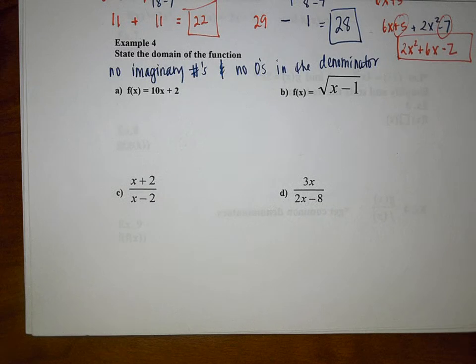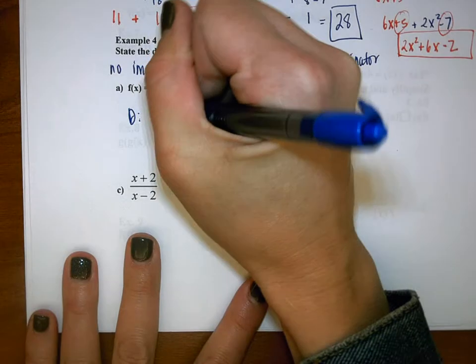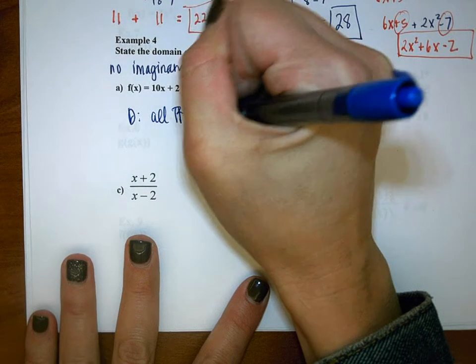Okay, so when you're looking at these, those are the only things you have to think about. So, is there any way of getting an imaginary number here? No, because there's no even root that you would end up pulling out a number and getting an imaginary number. Is there a fraction here? No. So is there any way of getting 0 in the denominator? No. So therefore, what is your answer going to be for A? All reals. Exactly. Your domain is all reals, or just the little r thing is fine.